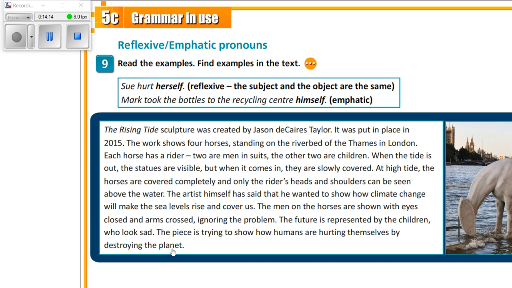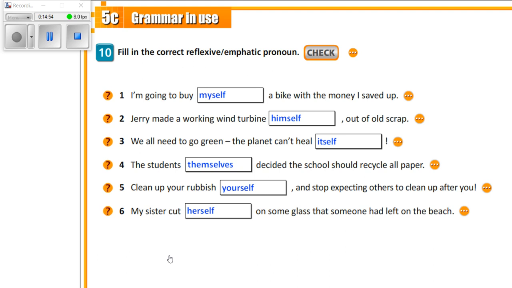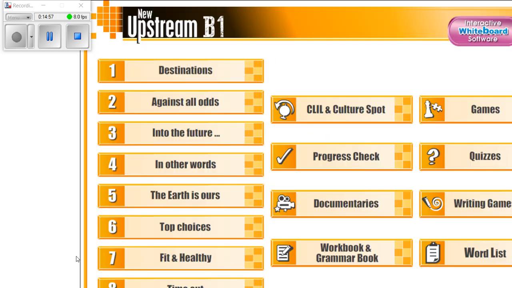So after it we have reflexive or emphatic pronouns, that we have had so many times, like herself, myself, himself, themselves, or whatever. I'm going to buy myself a bike with the money I saved up. Jerry made a working wind turbine himself. We all need to go green. The planet can't heal itself. The students themselves. Clean up your rubbish yourself. My sister cut herself. So I think this is so much easier for you.